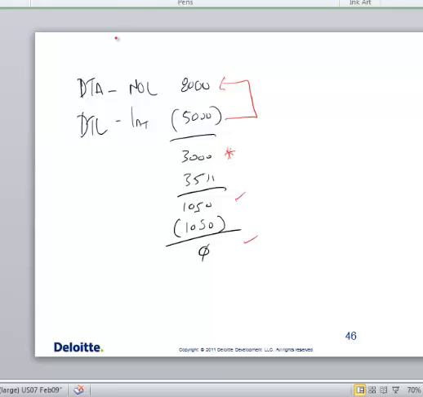Okay? If we didn't have a VA, just for fun, what would our journal entry be if we didn't have a VA? Joe. Debit DTA for 1,050 and credit what? Credit goodwill, 1,050. Okay?